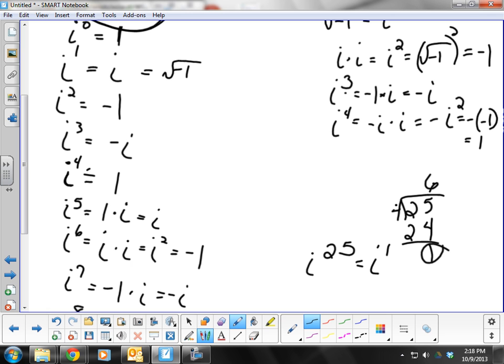Whatever the remainder is tells me where I am in my pattern of 4. And i to the 1st is just i. So if you remember this little rule, this little trick, and how i works, if they give you this problem, it takes about 2 seconds.